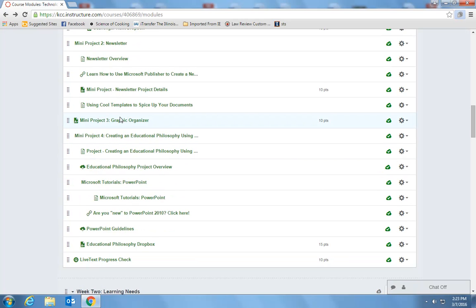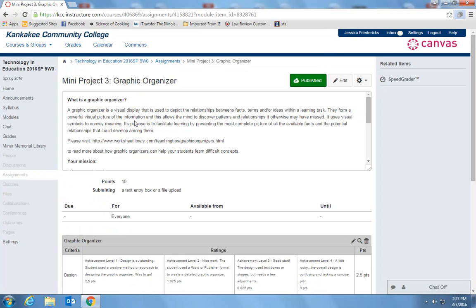Then you come to mini project 3, which is a graphic organizer. Most of us are familiar with graphic organizers. It's a visual representation for sharing information with students. For example, in math class, or maybe even language arts or history, maybe you have created a Venn diagram, or if you've ever taken a course on students with disabilities offered at KCC, we create graphic organizers in there because it takes a complex topic or concept and breaks it into smaller pieces for students to understand.